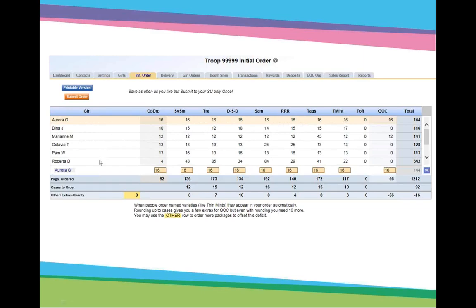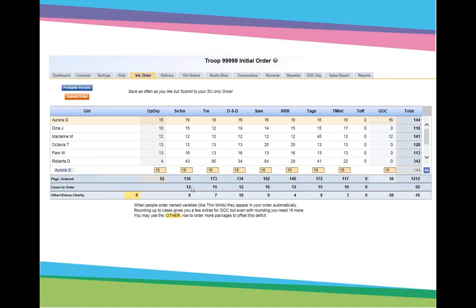We can go back to that screen for a minute. So you'll see this line that I'm pointing to that says packages ordered. That's what your girls have actually ordered. Those are the boxes that are ordered for customers.